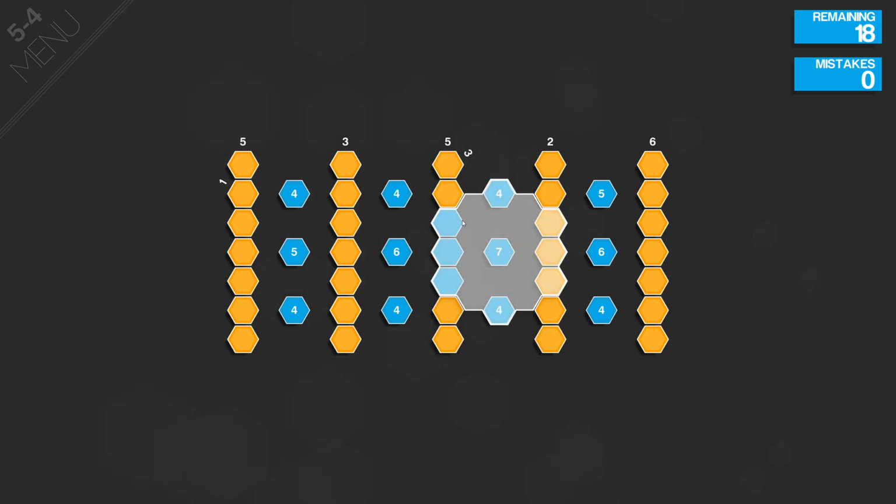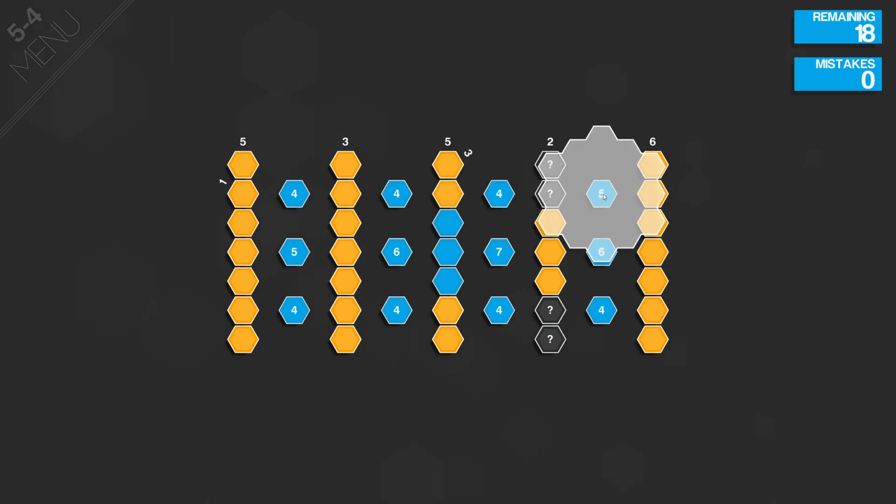And this 7 has 1, 2, 3, 4, 5. Hold on, am I being dumb? This 7. 1, 2, 3, 4, 5. We need 2 of these to make 7. And whichever 2 they are, completes that verticality. So this 5 now has 1, 2, 3, 4, 5.